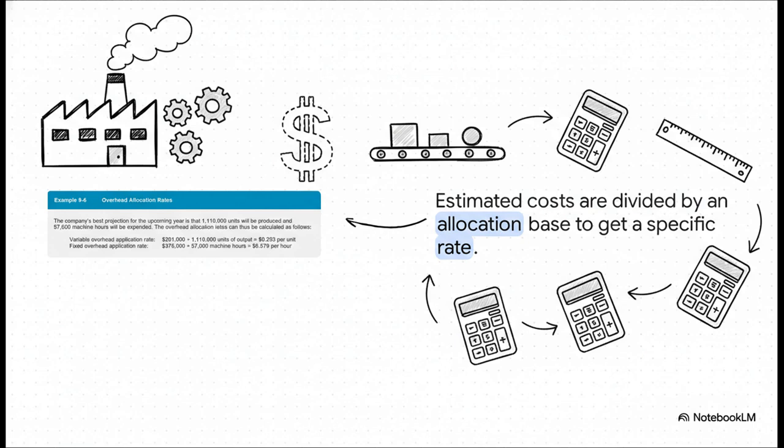Let's make this real with some numbers. Here, the company takes its estimated variable costs and divides them by the number of units they plan to make. Then, for the fixed costs, they divide by the number of machine hours they expect to run. What this does is give them a specific dollar rate for each type of overhead. Now we have our tools, we're ready to go.